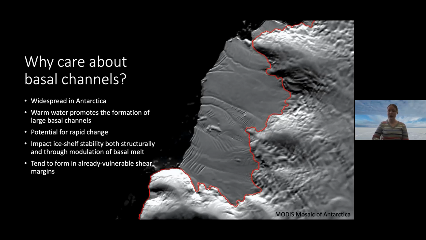We know that they impact ice shelf stability, and it's in two directions. It's through the modulation of basal melt, which might actually have a stabilizing effect. And it's through the structural stability, through changing that, which probably has a destabilizing effect. And we do tend to see these probably destabilizing features forming in these already vulnerable shear margins. So that's something that we need to take a close look at.